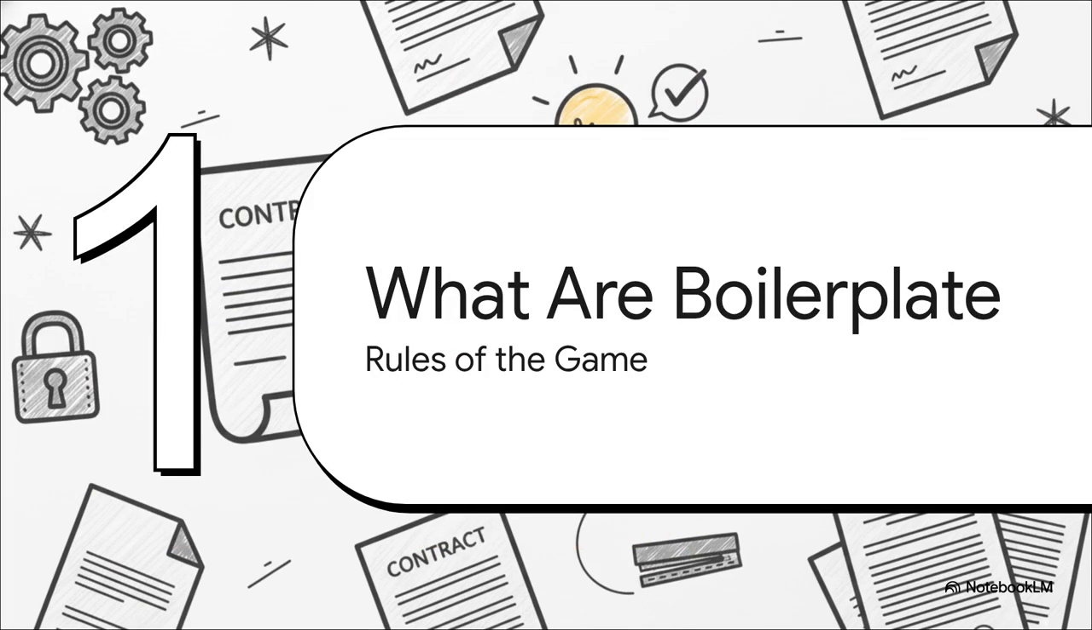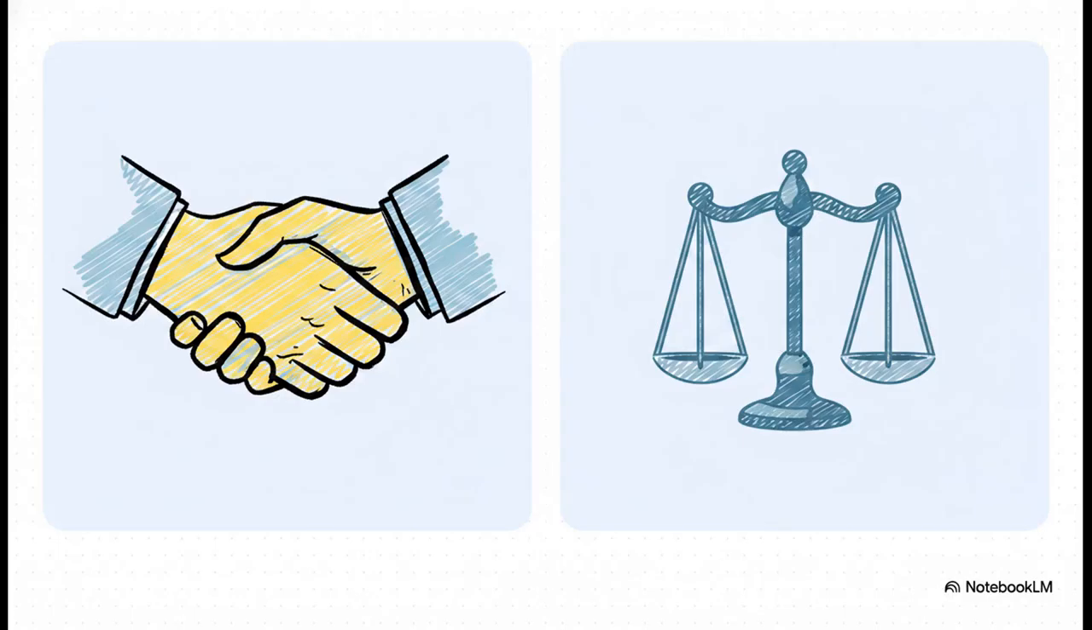All right, Section 1. What exactly are boilerplate clauses? Think of a contract like a giant puzzle, split into two main parts. Part 1 is the main deal. This is the exciting stuff. It's the price, the specific work you're doing, the deadlines, the deliverables. It's what you actively negotiated.